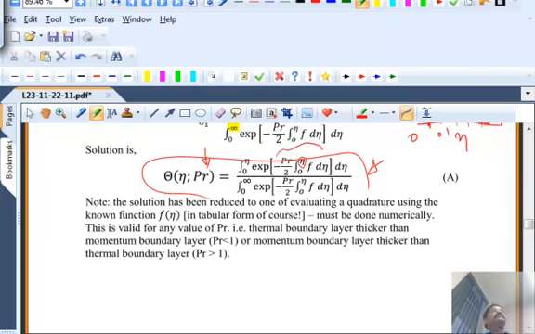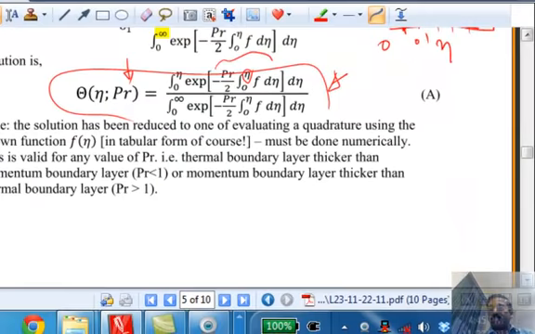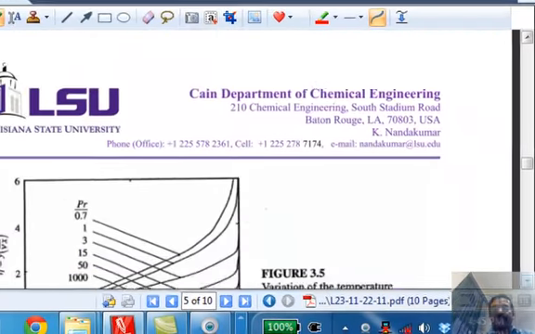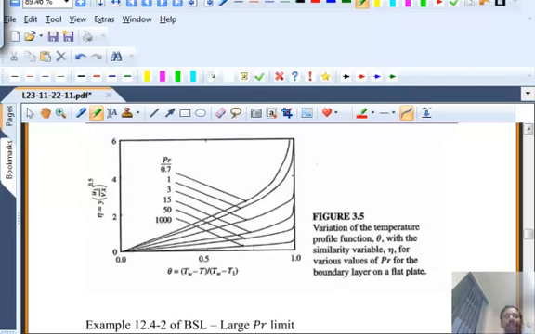Of course, this is valid for Prandtl number less than 1 and Prandtl number greater than 1, because we didn't make any assumption about Prandtl numbers. It's valid for all Prandtl numbers. That's the most general solution, equivalent to Blasius's solution, called the Pohlhausen method. And here is a solution for various values of Prandtl numbers going from 0.7 to about 1,000. That is from air to glycerin, material like that. And you find what happens to the temperature profile.